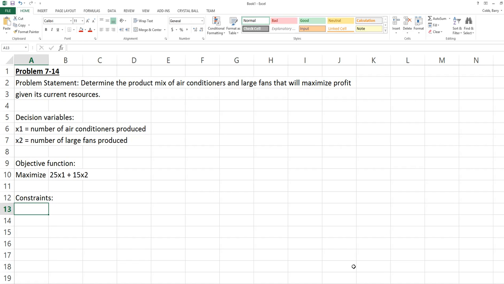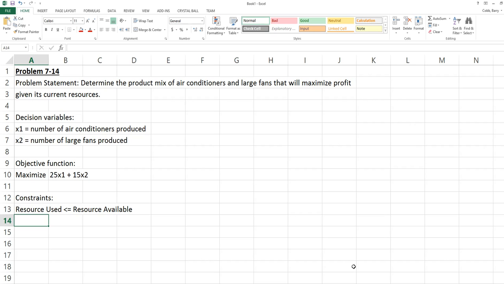The last part of the problem formulation are the constraints. We will always typically have constraints on the resources that are available. A constraint in general for a resource has this form. The resource that we use must be less than or equal to the resource that's available.